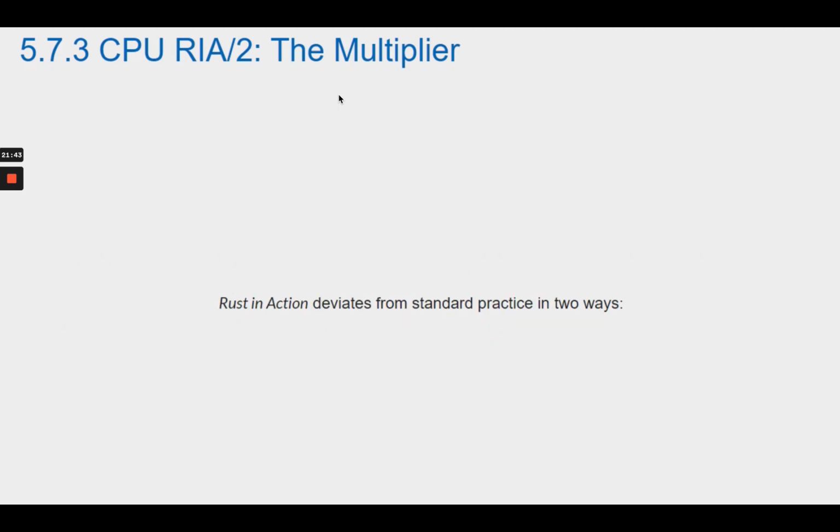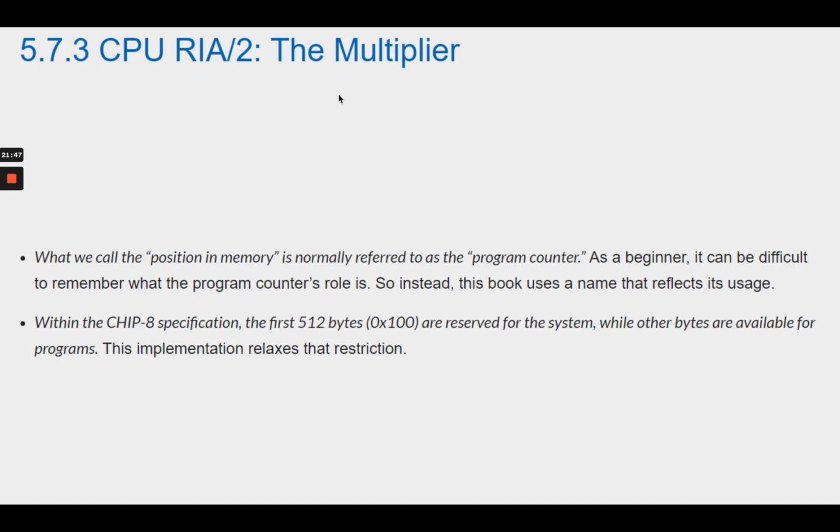Rust in Action deviates from standard practice in two ways. What we call the position in memory is normally referred to as the program counter. As a beginner, it can be difficult to remember what the program counter's role is, so instead, this book uses a name that reflects its usage.